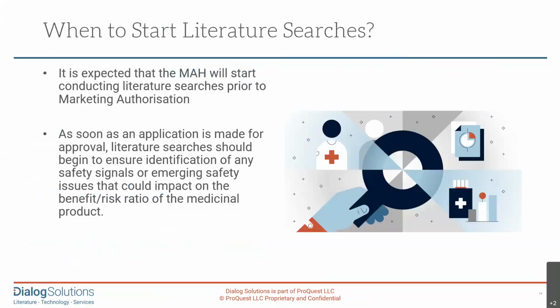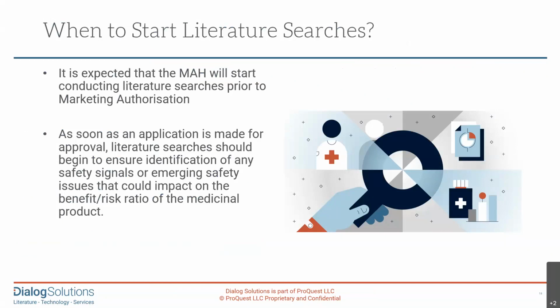So the next thing is, when should the literature searches start? Again, it's clear, it's expected that the marketing authorization holder will start conducting the literature searches prior to marketing authorization. So as soon as an application is made for approval, literature searches should begin, for the evaluation of the benefit-risk ratio of the medicinal product.